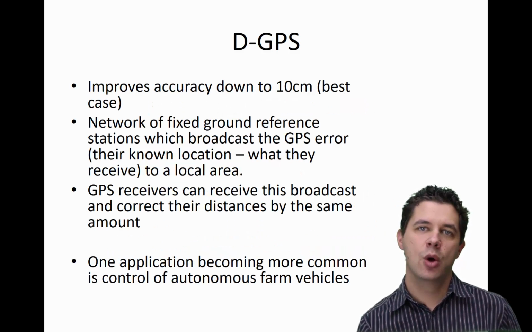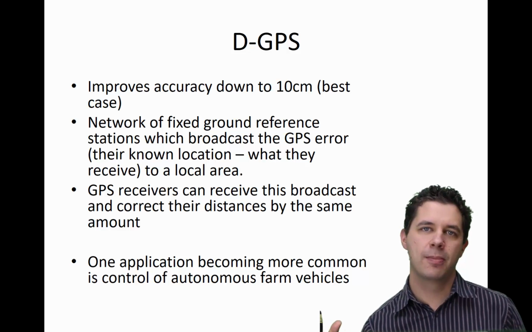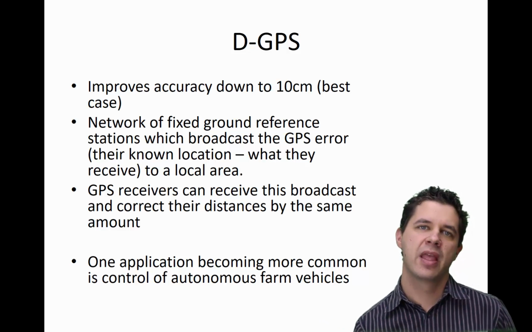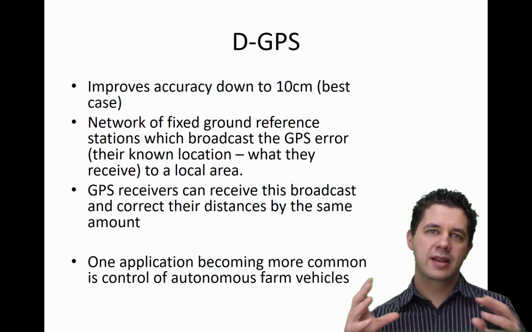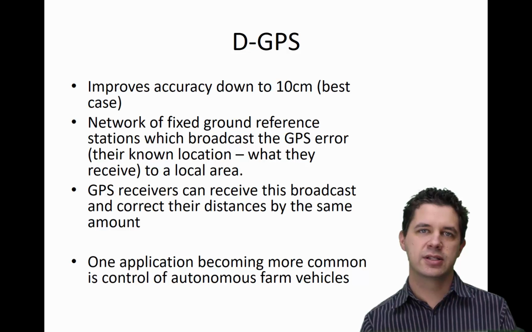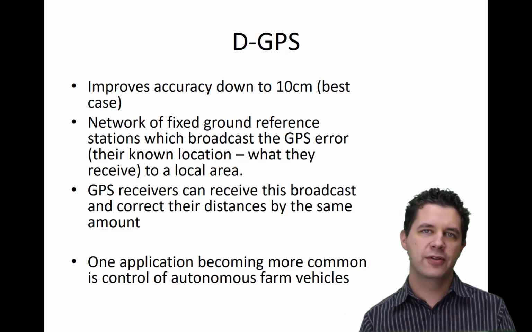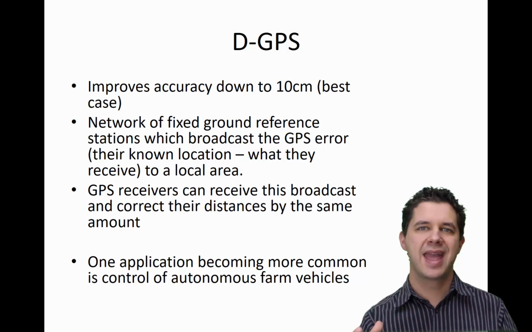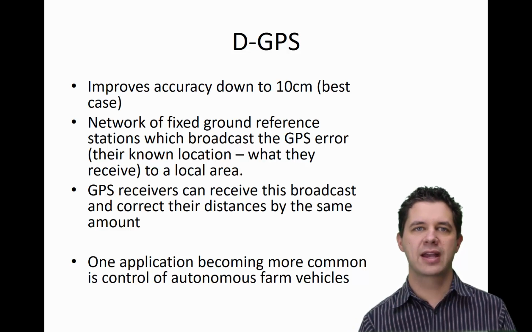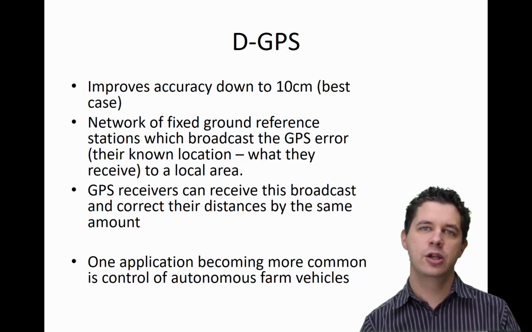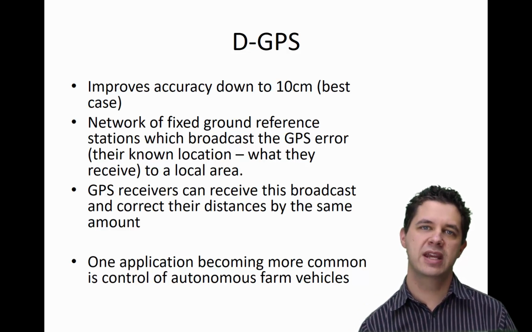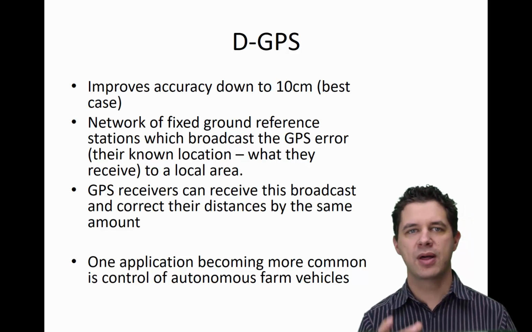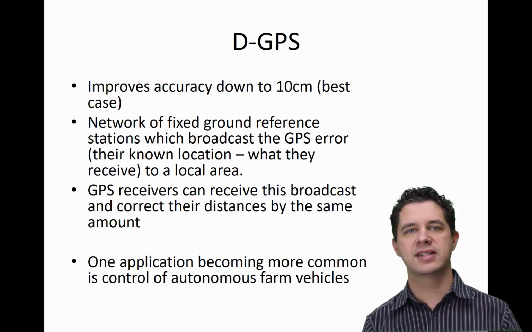DGPS is the other technique, which reduces our error from meters down to centimeters. And essentially what we have is a network of fixed ground reference stations around the world. Those ground reference stations broadcast GPS error based on their location. So in this localized area, your GPS error should be this, and this is how you correct for it. DGPS receivers can receive this broadcast and correct by the same amount, and correcting by the same amount will significantly improve their accuracy.